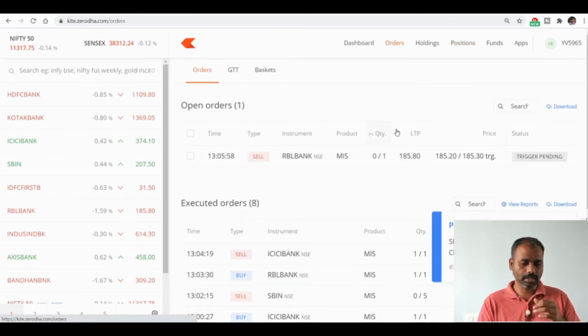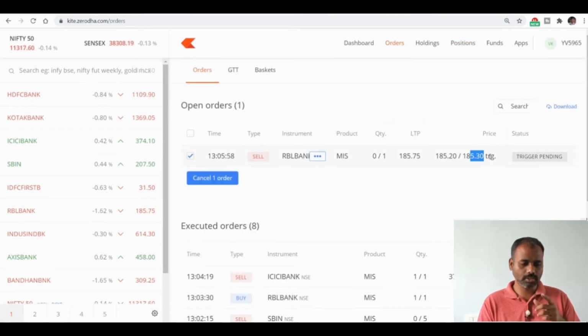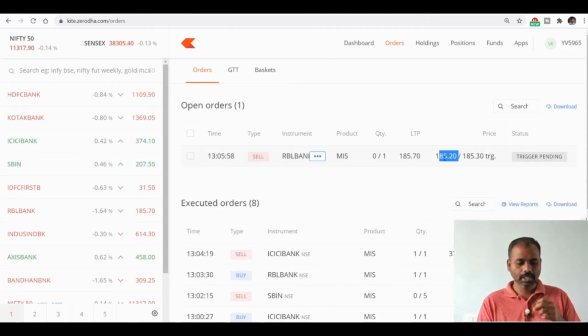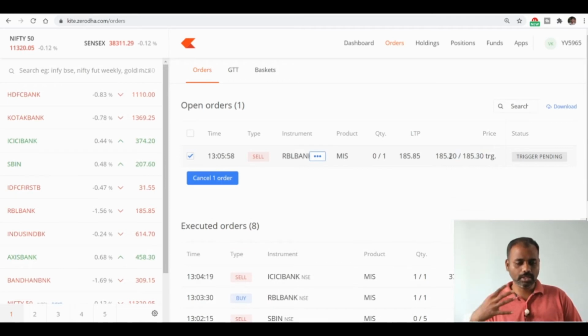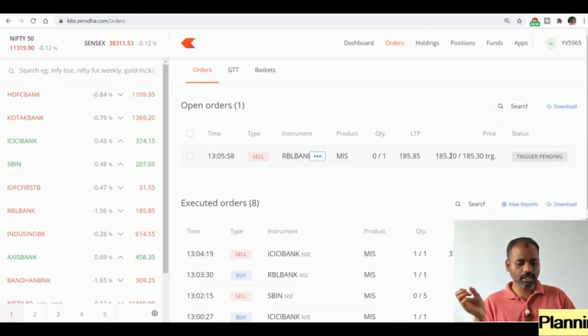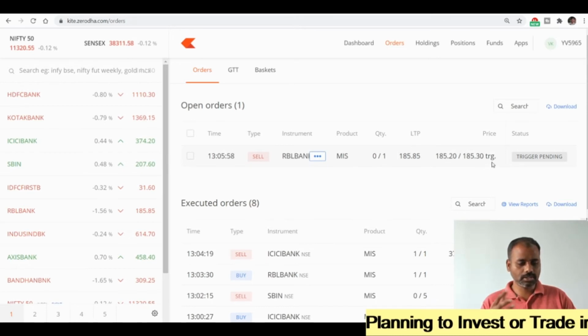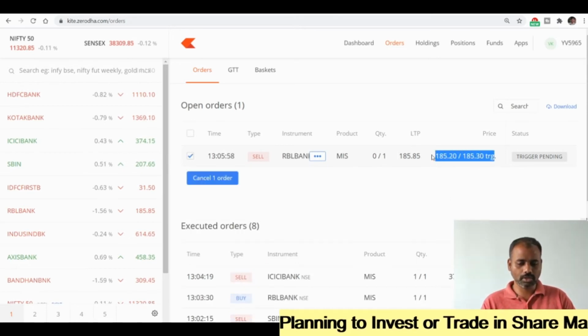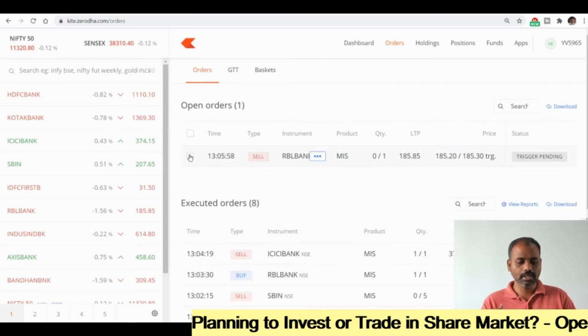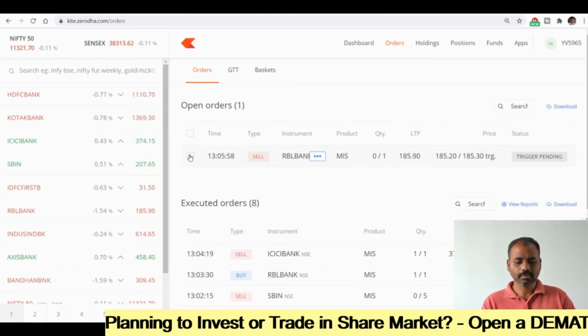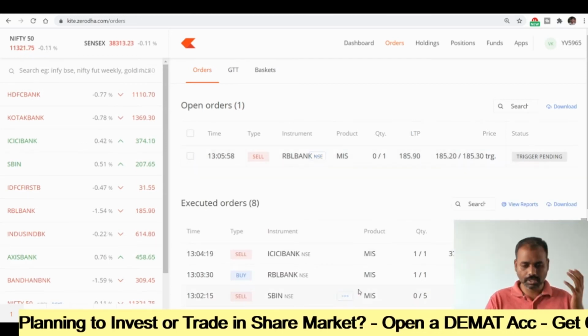You can see the trigger at 185.3 is pending. If this is triggered, my 185.2 order will be active. If I keep just 185.2, it would have immediately sold the stock. That is the reason we are keeping a trigger. If the trigger is not there and you keep 185.2 to exit, it will immediately close your position at a loss. That is the reason the trigger is always needed. Only when the trigger comes will your order be activated and sent to the exchange.